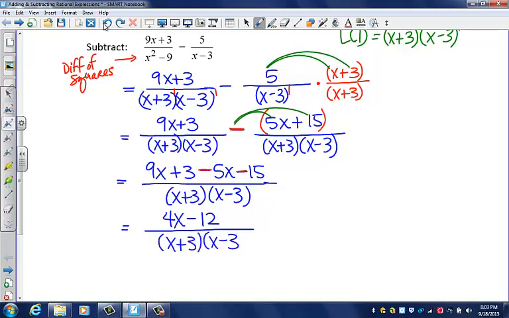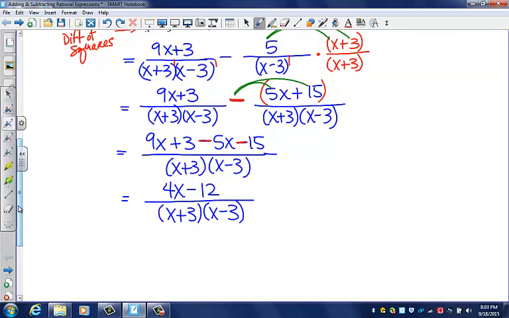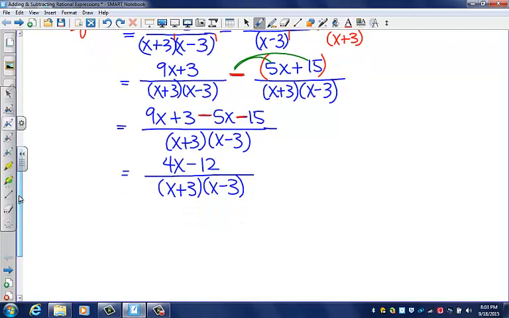Keep my same denominator. And then our last step is in the numerator, we have 4x minus 12. What I have to ask myself is: is this rational expression simplified? Can 4x minus 12 be factored? And if it can, does it have a common factor with the denominator? So you always have to check that in the very end. And yes, 4x minus 12 can be factored because both terms have a common factor of 4.